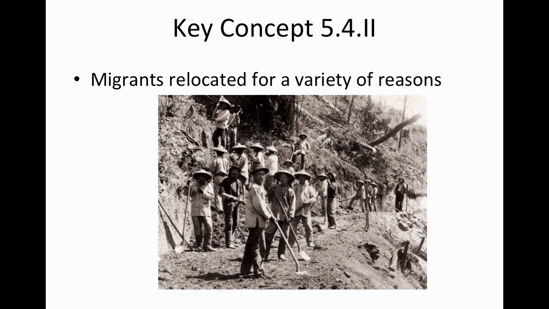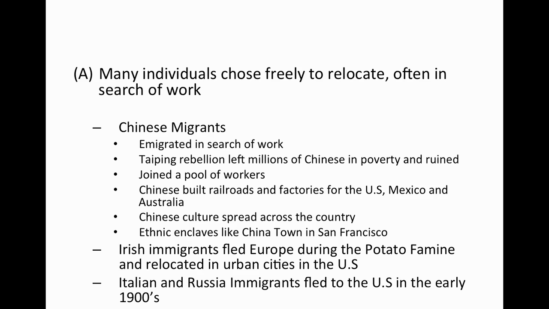Key concept 5.42 states migrants relocated for a variety of reasons. The enclosure movement is one. Railroad jobs for Chinese workers would be another. So we've already kind of mentioned this. Subconcept A states many individuals chose freely to relocate, often in search of work. So maybe they weren't pushed out of their country because of disease or because of war. Perhaps they just wanted to find more money. I think Chinese migrants would be a great example of that.